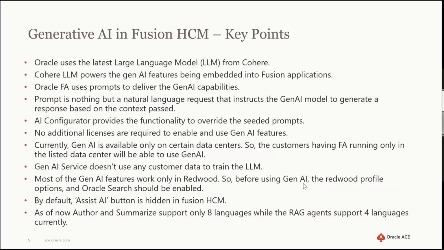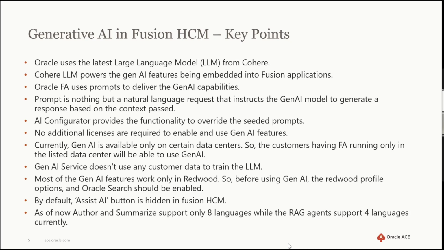Oracle Fusion applications use prompts to deliver the Gen AI capabilities. So what is a prompt? A prompt is nothing but an instruction that the Gen AI model uses to generate a response based on the input. The input is called the context. Based on the context that is passed, a request is sent to the Gen AI model, and an output is generated. Oracle has given us some seeded prompts, but there is a possibility to customize them. We have something called AI Configurator in HCM Design Studio that can be used to override the seeded prompts.